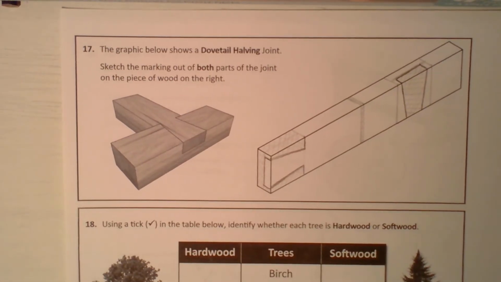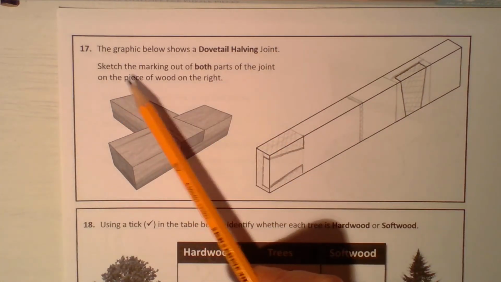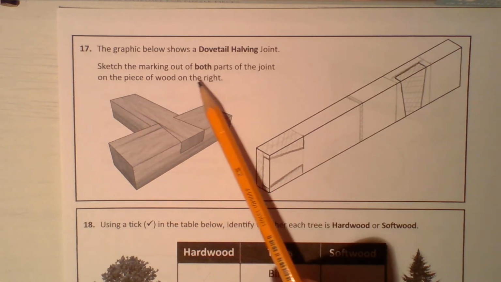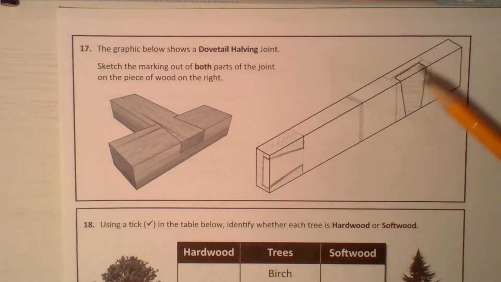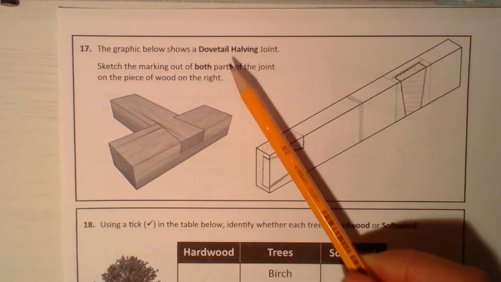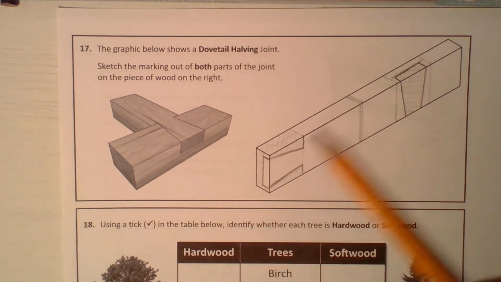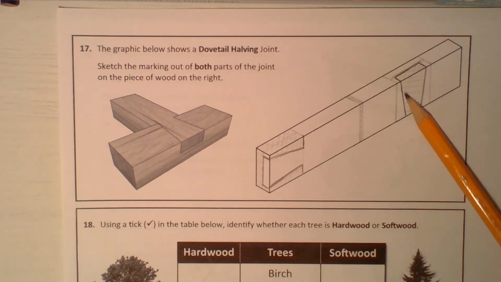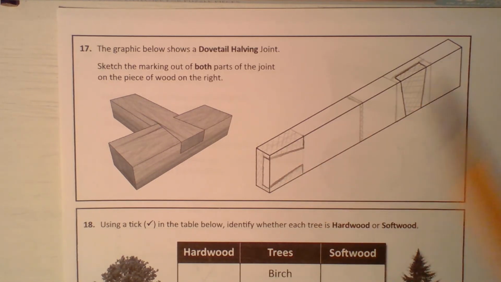Question 17. Okay, the graphic below shows a dovetail halving joint. Sketch the marking out of both parts of the joint on the piece of wood on the right. So I've pre-done that there. So you're marking out your piece. It's a T dovetail halving joint. So basically what we want to do is get the end here in a dovetail, and then your trench in the shape of a dovetail, so that this piece will fit into that.